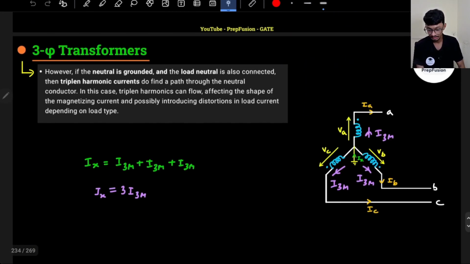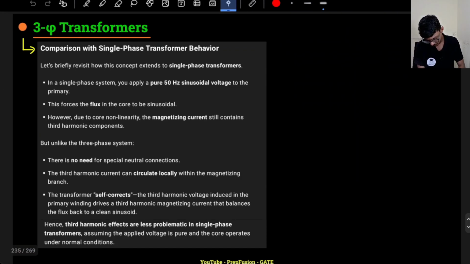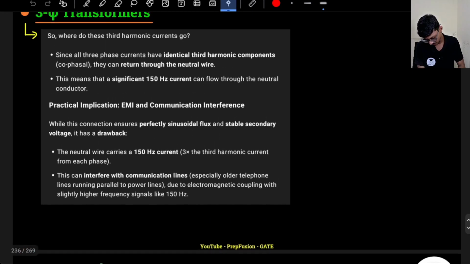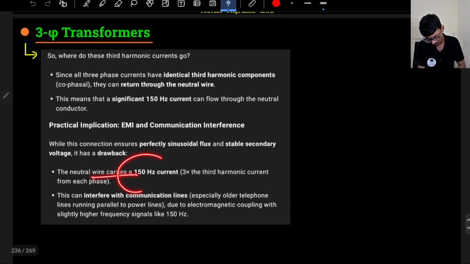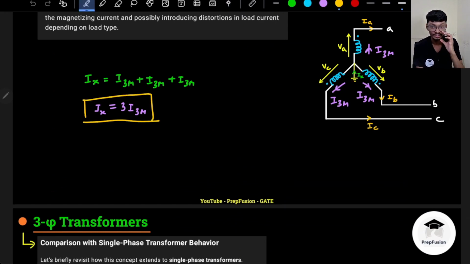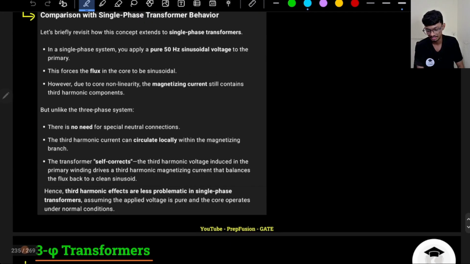If I connect the neutral wire, then what is the problem? Let me come to this one. The neutral wire carries 150 hertz current, 3 times the third harmonic current in each phase. So the neutral wire must be thick. Let's assume that if the maximum value of the third harmonic current is 10 amperes, the neutral wire has to carry 30 amperes of current. Huge current is flowing through that, right?